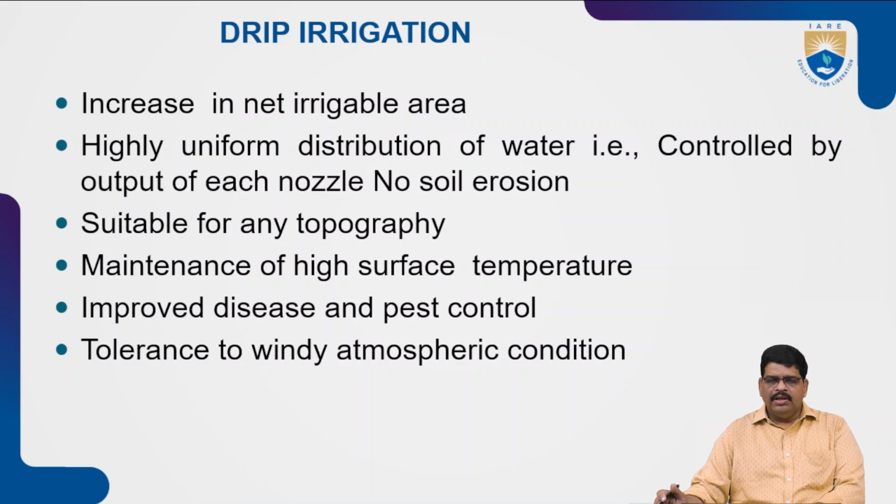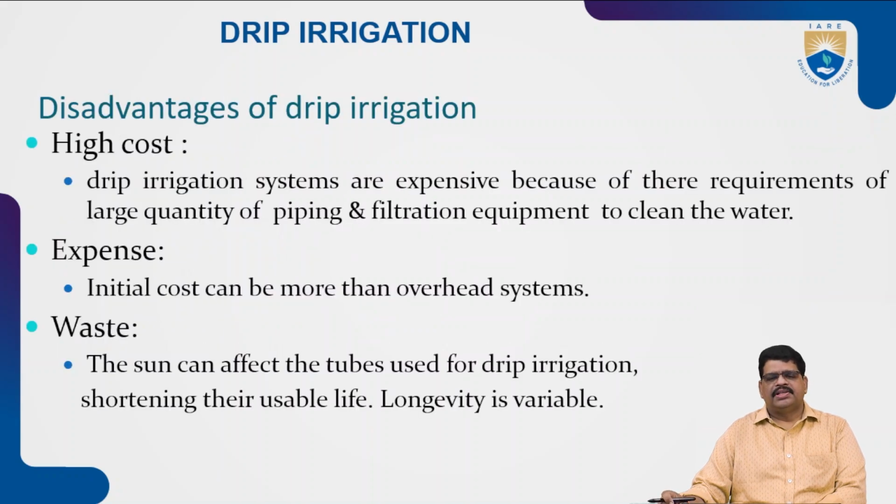Next, tolerance to wide atmospheric conditions. So any atmospheric conditions, widely varying, can be tolerated by the drip irrigation system. Next, disadvantages of the drip irrigation system. Up to this point, we have discussed only the advantages. But in this, the disadvantage of the drip irrigation system is a high cost.